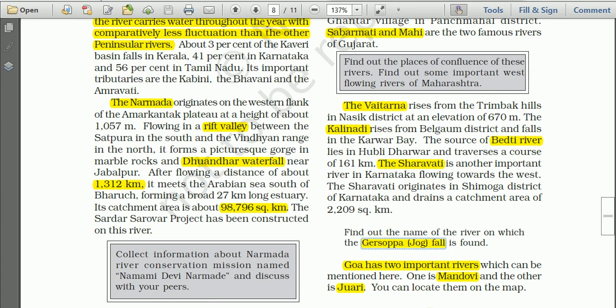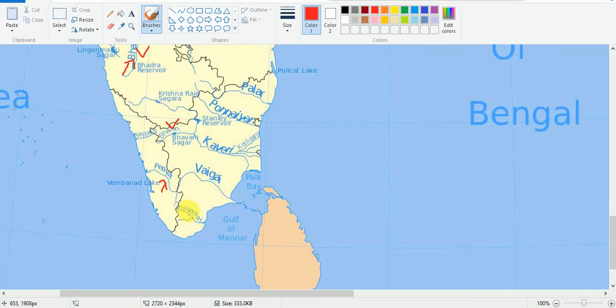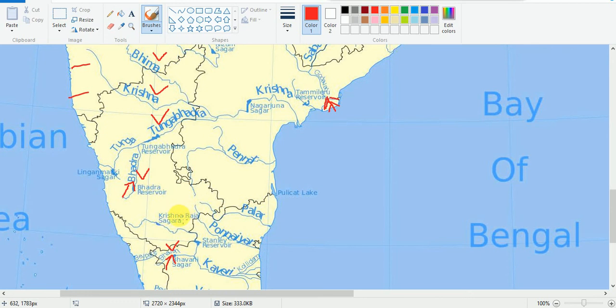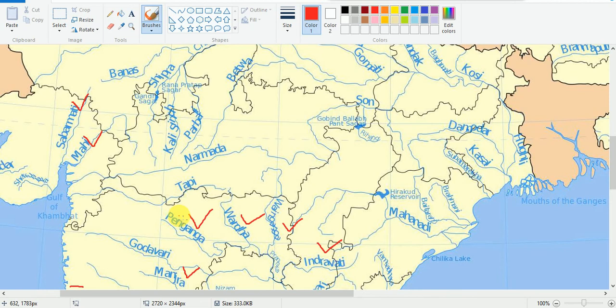First, let us have a look at the map. Here the Bhavani is here. Of course, other rivers we don't find here.